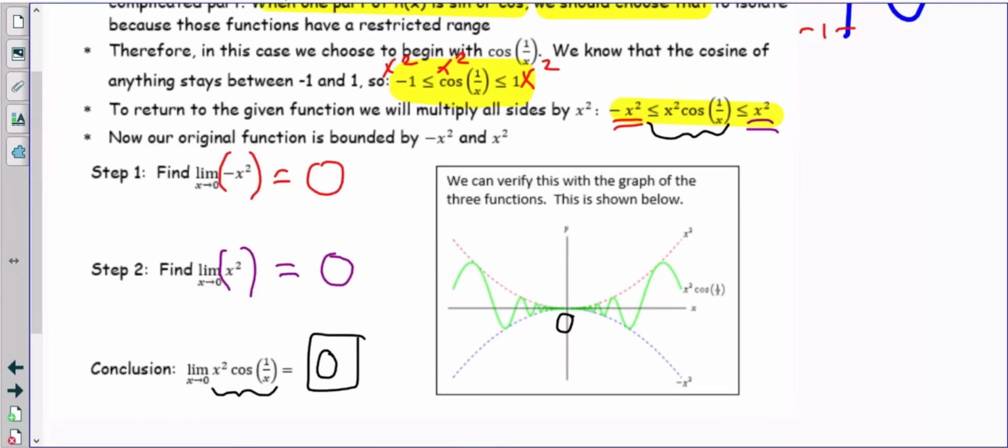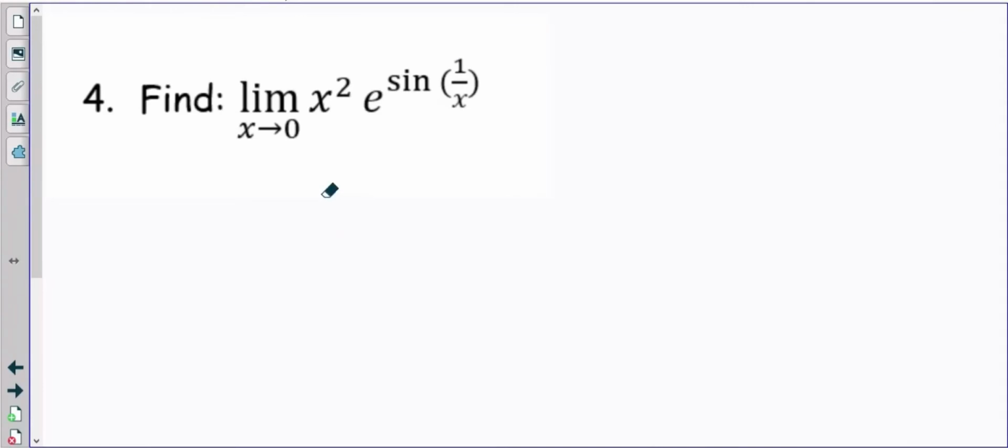Let's try one more. So let's try problem number 4. So in problem number 4, it says the limit as x approaches 0 of x squared e to the sine of 1 over x. And so we need to use the squeeze theorem to help us.